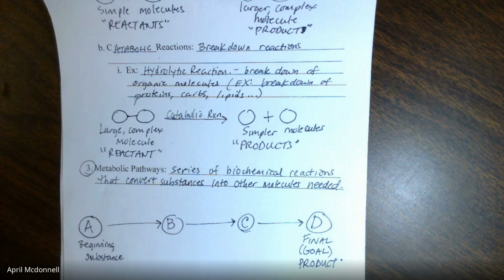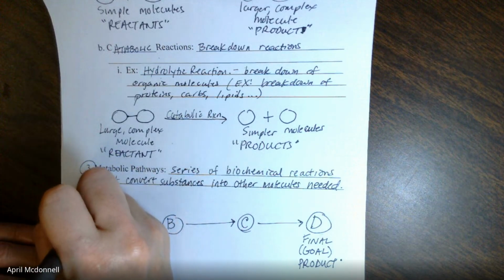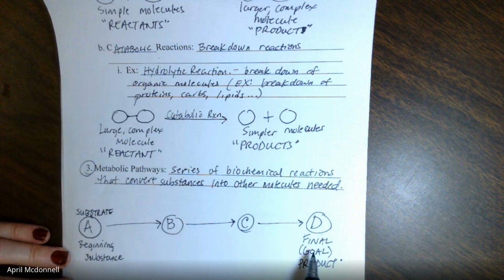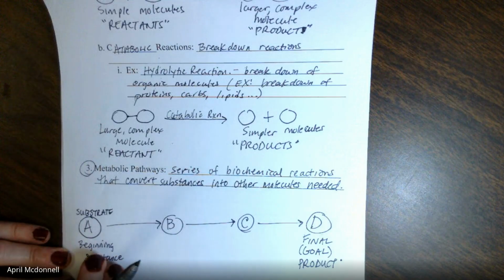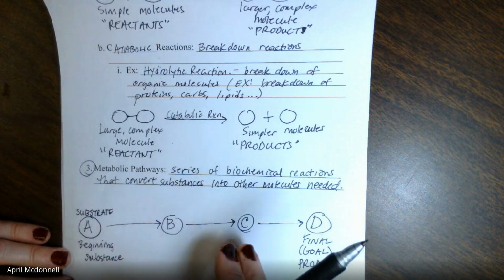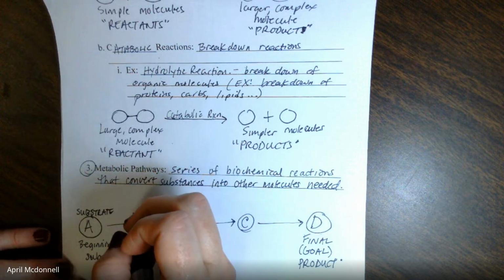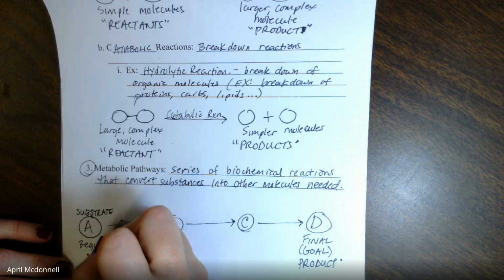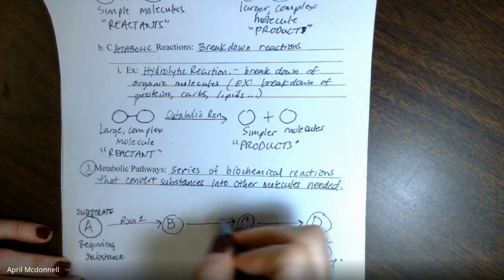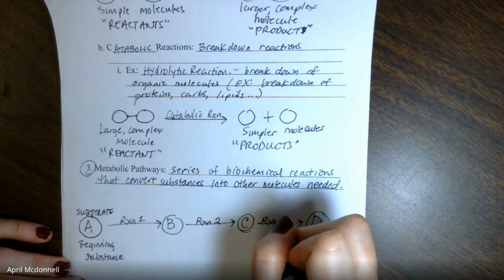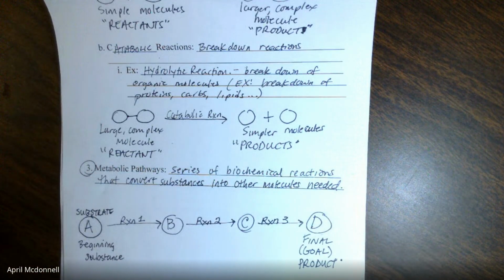So we're going to start off with this substance right here, which is sometimes called the substrate. And in order to get to the final goal product, we have to undergo a few specific types of reactions. So we're going to call this reaction number 1. Here's reaction 1, reaction 2, reaction 3. This diagram shows that there are 3 reactions that are needed in order to get to the final goal product.